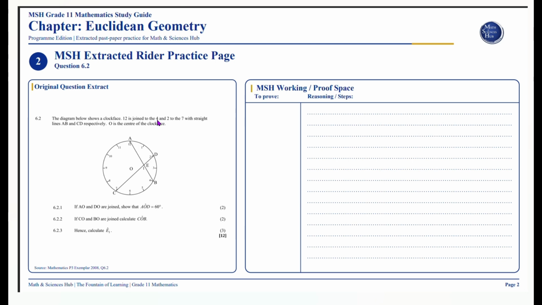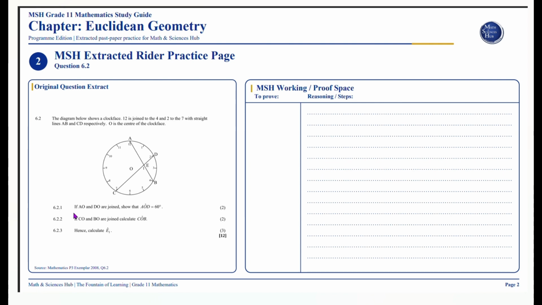So today we are dealing with a clock face. This question says the diagram below shows a clock face where 12 is joined to 4 and 2 is joined to 7 with straight lines AB and CD respectively. O is the center of the clock face. So O is the center of this circle.